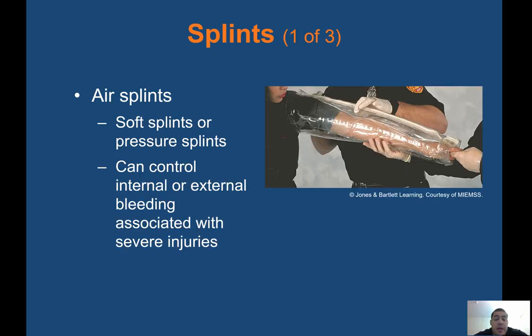So splints, air splints, soft splints or pressure splints can control internal or external bleeding associated with severe injuries. So this looks like an air splint. So for a broken arm, you wrap it around, and you're going to have a little pump. Looks like the pump might be right there. And it's going to blow up, and it's going to keep the patient's arm stabilized.